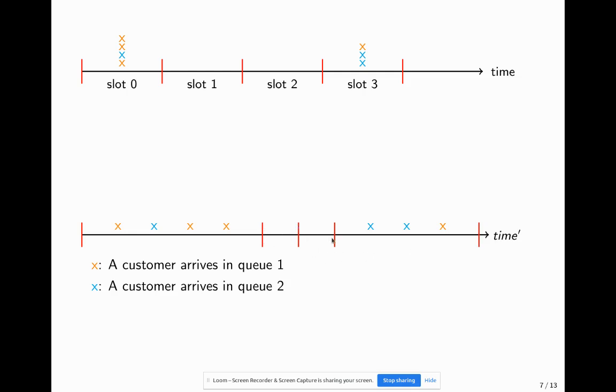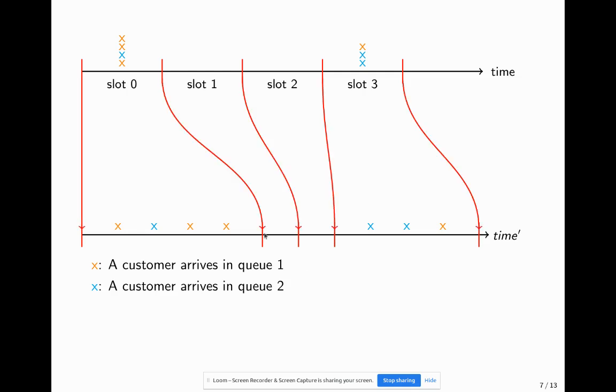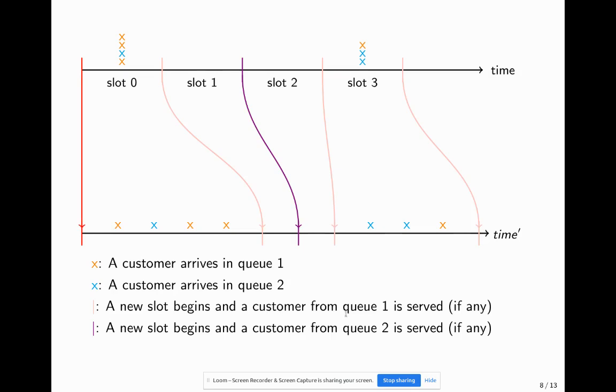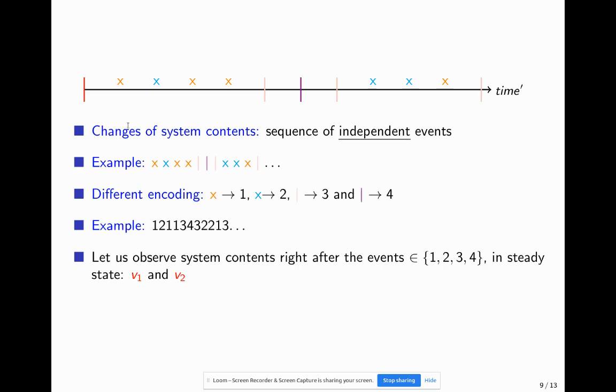When a new slot begins, a customer can be served, but because of the randomly alternating service, this is always independent from previous events, and there are 2 possibilities, namely that a customer from the first queue is served or from the second queue. So in total we have 4 different events, and all these events are independent from each other. If we look at the changes of the system contents, then this is nothing else than a sequence of independent events. For example, it is given by this sequence of events.